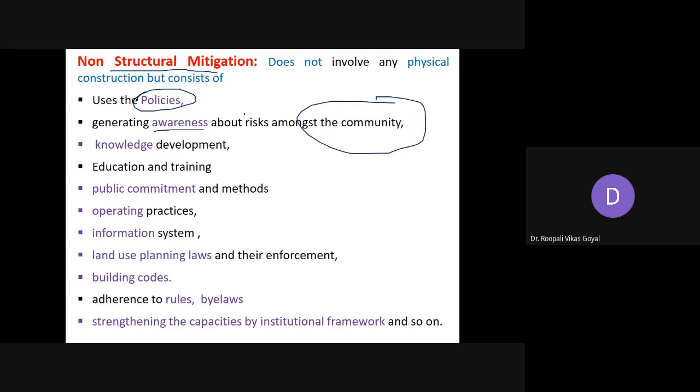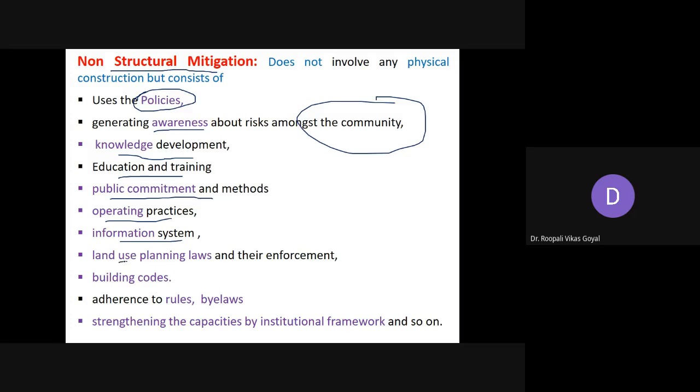Then knowledge development is also very important. Some knowledge impartment is to be done. Then education and training is to be given. Then public commitment, and methods to enhance it, are to be applied. Then whatever operating practices you have, and all the information systems, are to be strengthened, either a communication system or an early warning system, so there should be proper ones.